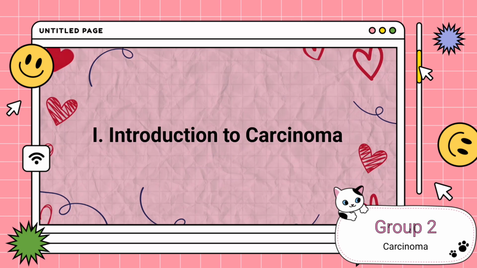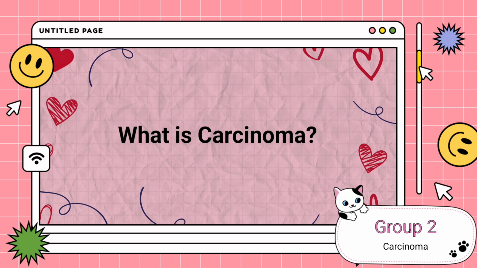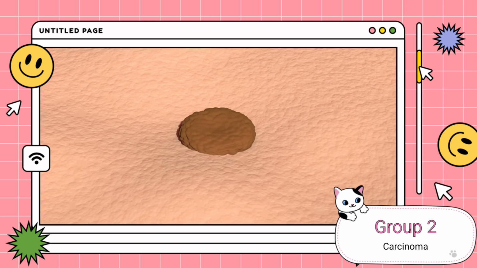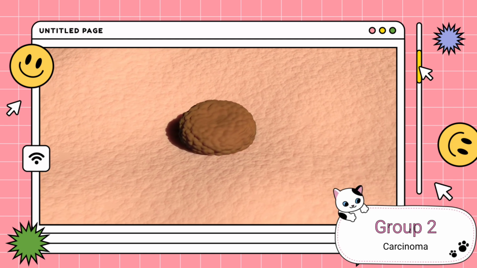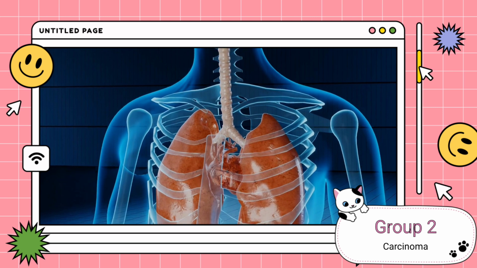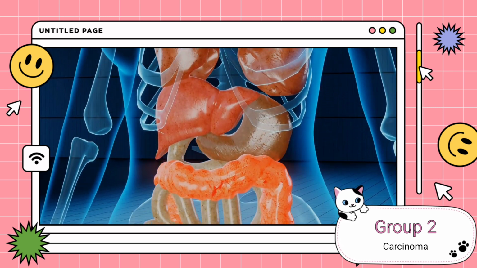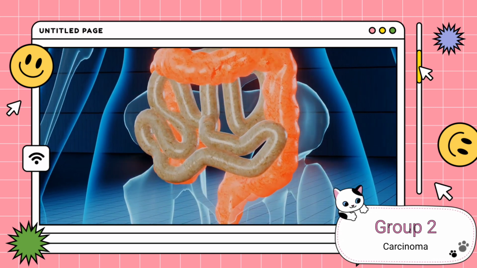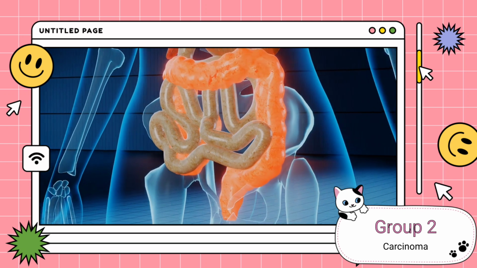Part 1. Introduction to carcinoma. What is carcinoma? Carcinoma is a type of cancer that originates from epithelial tissues, which line the surfaces of organs and cavities in the body. It accounts for a significant portion of all cancer diagnoses, affecting various organs and systems.